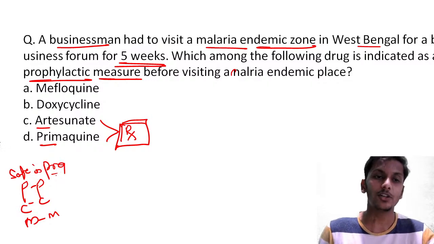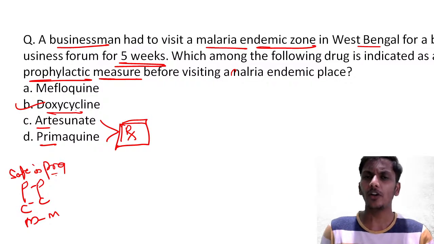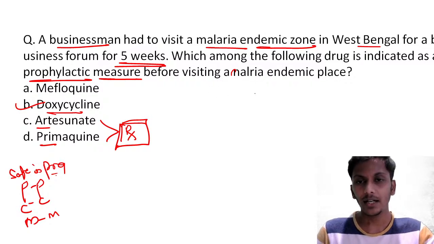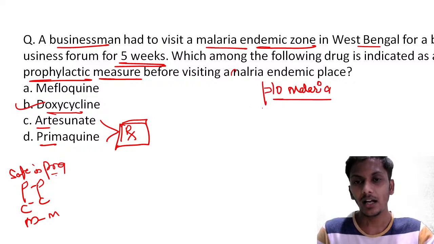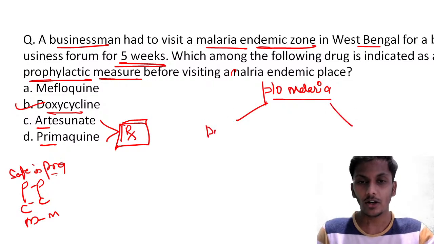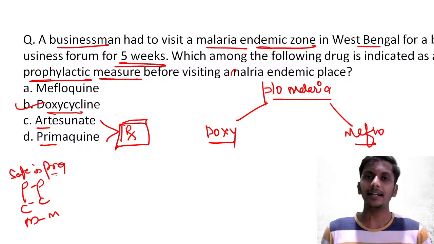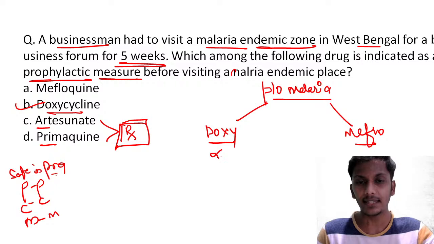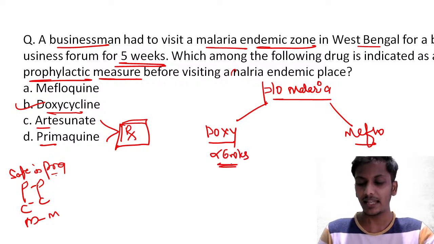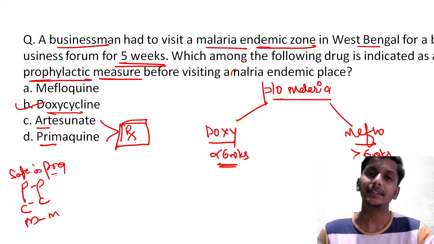Very good. The answer over here is option B, doxycycline. So what is the criteria? How do we choose mefloquine, how do we choose doxycycline? Talking about the prophylaxis of malaria, we use two drugs: first is doxycycline and second is mefloquine. What is the criteria based on which we decide? If the exposure is going to be less than 6 weeks, doxycycline should be the choice. And if the exposure is going to be more than 6 weeks, then mefloquine should be the choice.